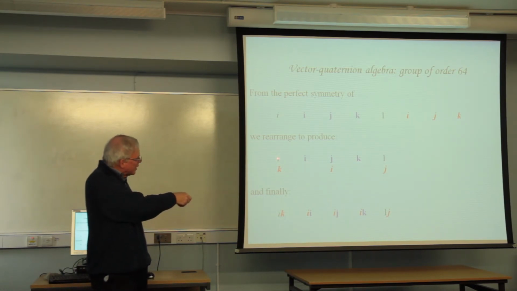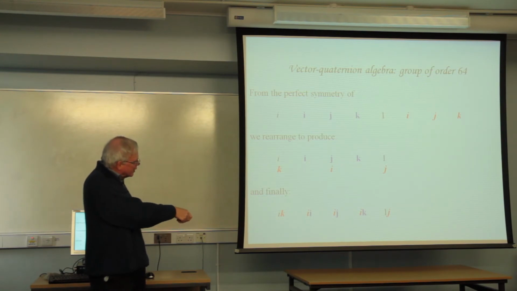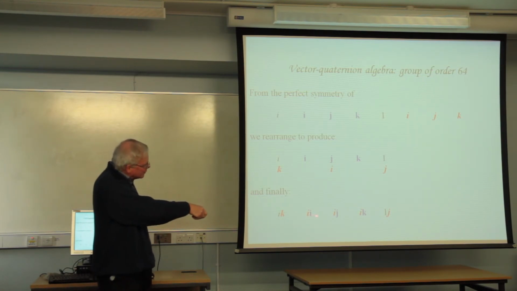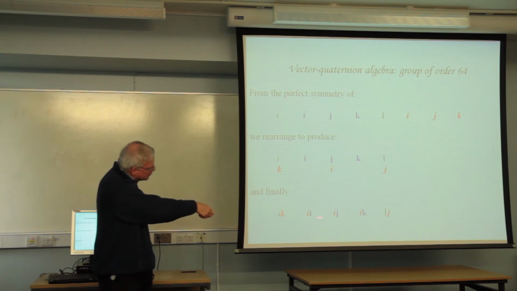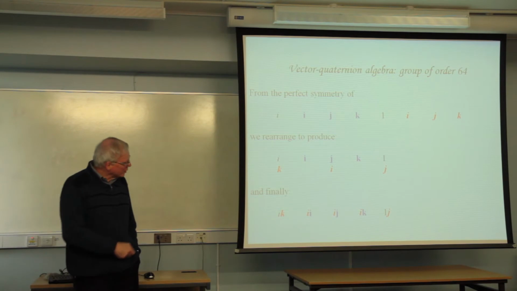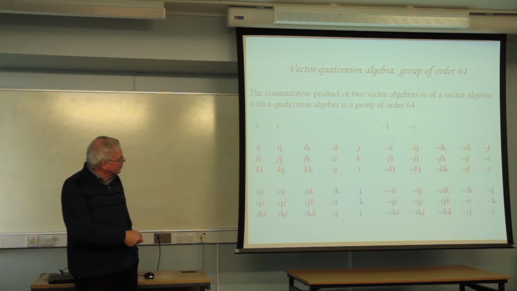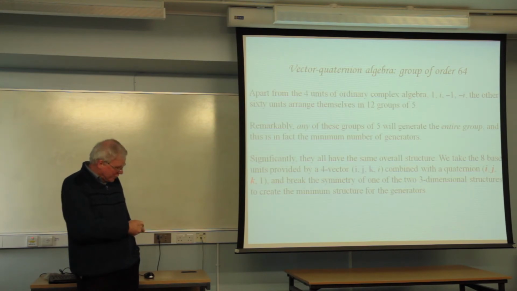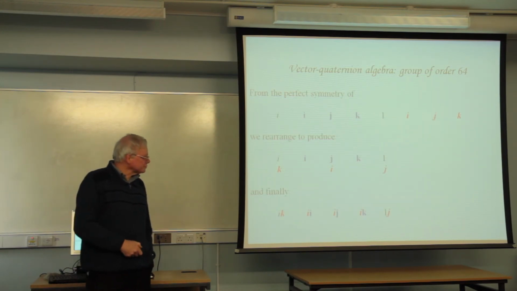And I now combine that with that, and I get IK. I now combine that with that, and I get each of those 3, and I get that. And I combine the J with the scalar, and I get that. Now this, you will recognise, is equivalent to the first line of the generators. So those are generators of the entire group.